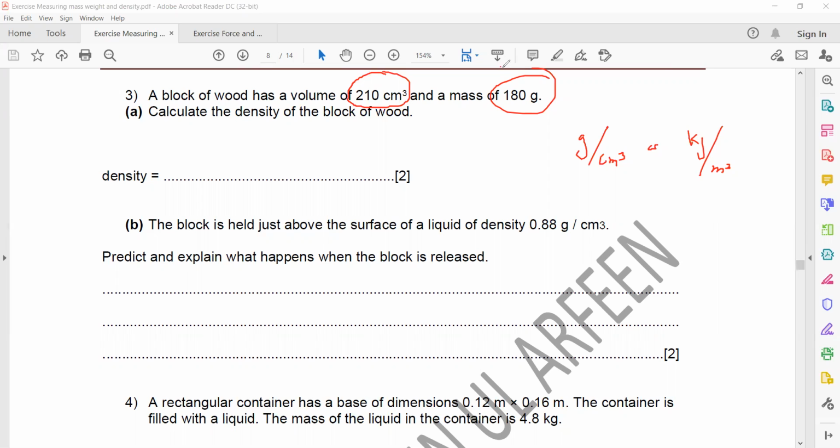So here the mass is given in gram and the volume is given in centimeter cube, so we don't have to convert the unit. Just write the formula for density. Density is represented by the Greek letter rho, which equals mass m divided by volume v. So mass is equal to 180 and the volume is 210. What's the answer? 180 divided by 210.